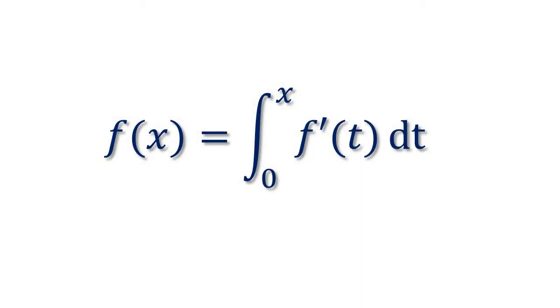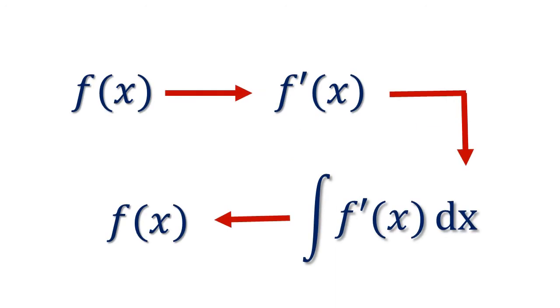What this theorem states is that if you take a function, differentiate the function, and then integrate it again, you'll get back the original function that you differentiated in the first place.